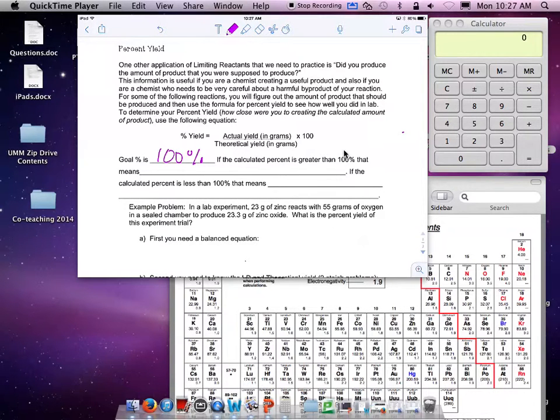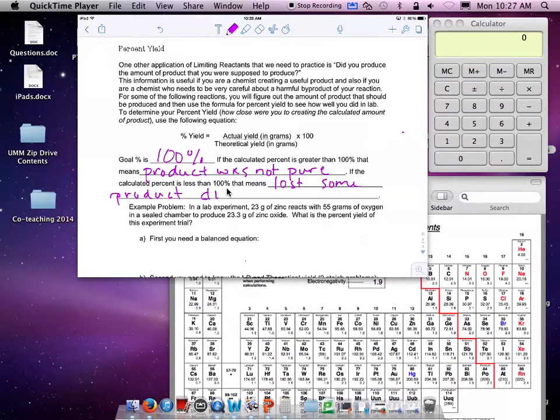If you get something higher than 100, it means that your product had something else mixed into it. Your product was not pure. There was something else mixed in. Maybe some of the other product is mixed into it, or maybe there was something that spilled into it or something like that. If you got less than you were supposed to, that means you lost some product somewhere. Lost some product during the procedure.